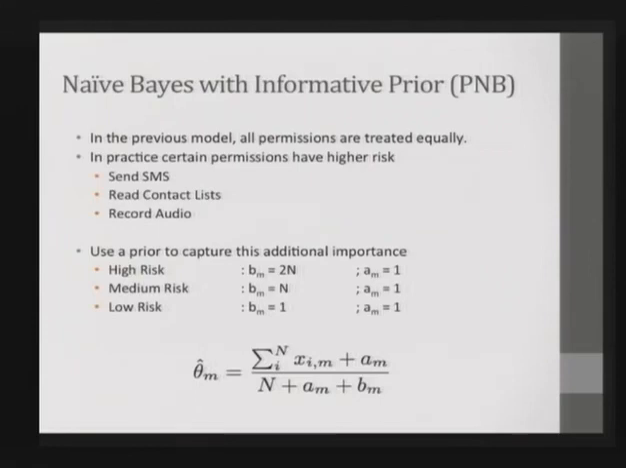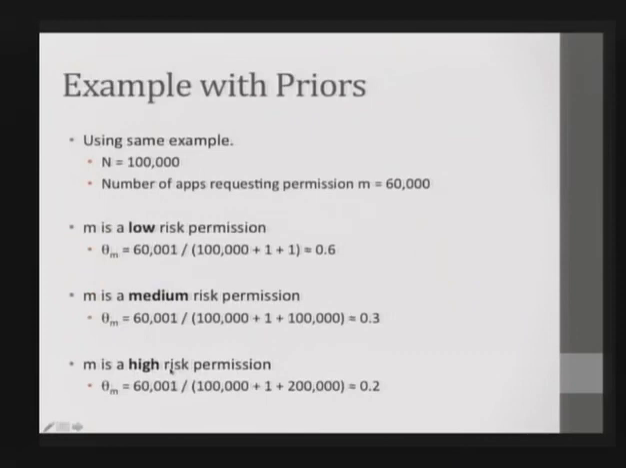To capture this, we essentially use these B_M values and A_M values that I kind of glossed over in the previous model. So a high-risk application is going to get 2N as its B_M value. Medium is going to get N, and a low risk is going to get 1. And then we're going to calculate our thetas in just a slightly different way. As an example, same example as before, N is 100,000. Permission M is requested 60,000 times. So for a low risk application, nothing changes at all. This is exactly the same, about 0.6.